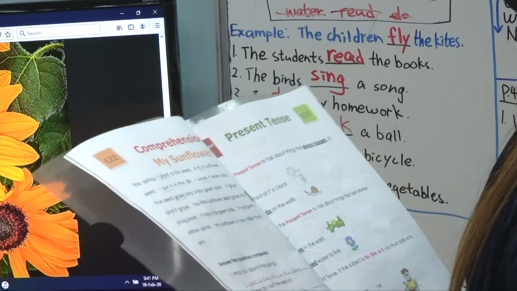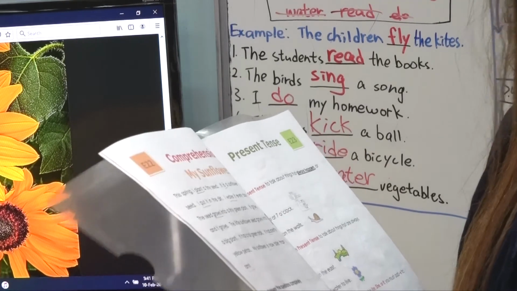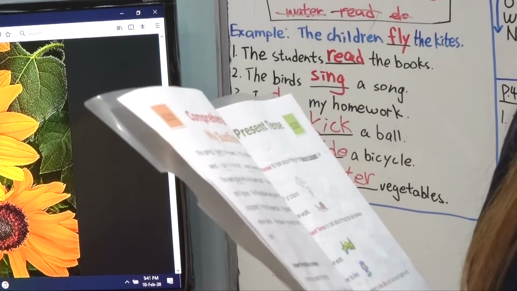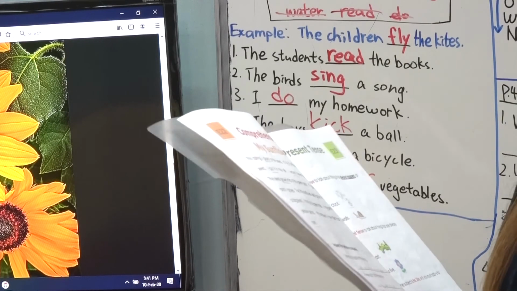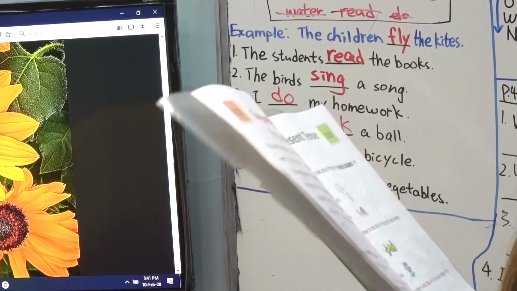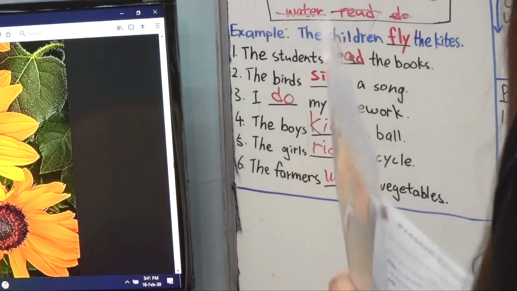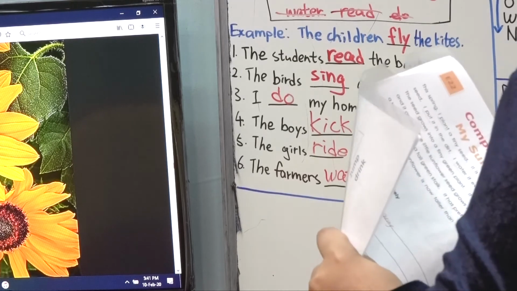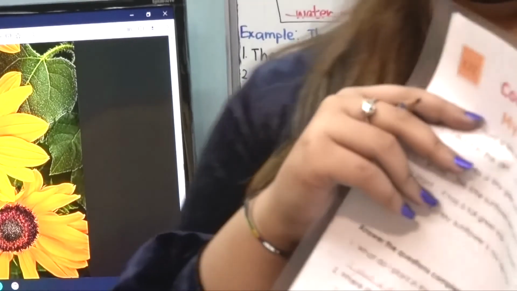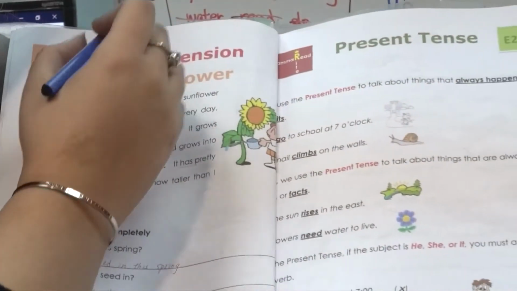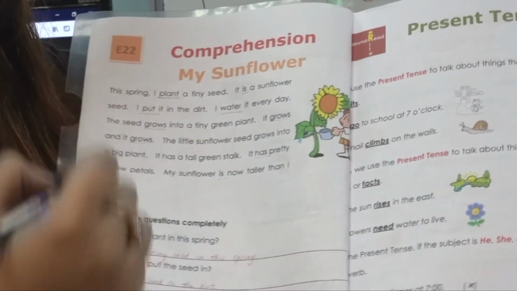So we have read this little paragraph. Can you find the verbs for me? And I would like you to underline the verbs. Okay? Underline the verbs like this. Underline, draw a line to the verbs.